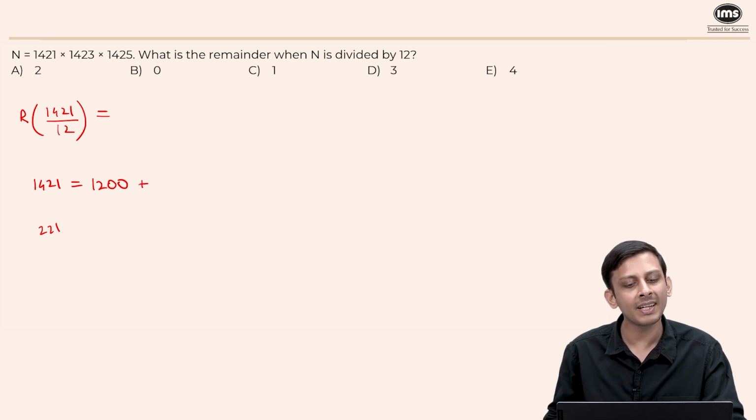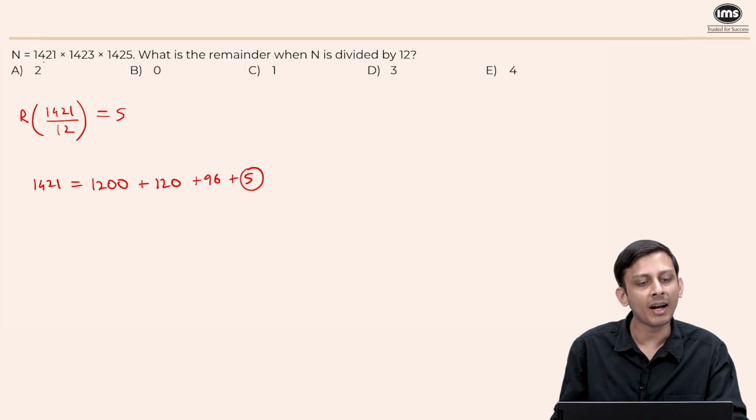Out of that, 120 is definitely divisible by 12. So from 221, remove 120. And that will give you 101. Now from 101, 96 is divisible by 12. And now 5 will be remaining. And that 5 is of course not divisible by 12. So that 5 will be the remainder here.